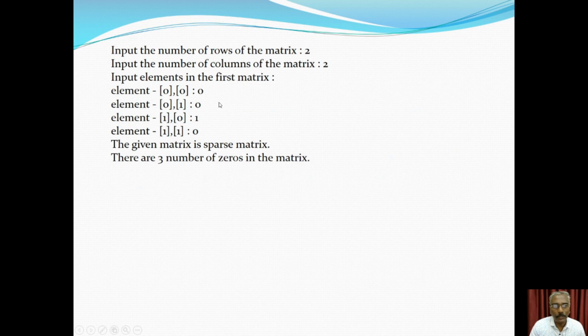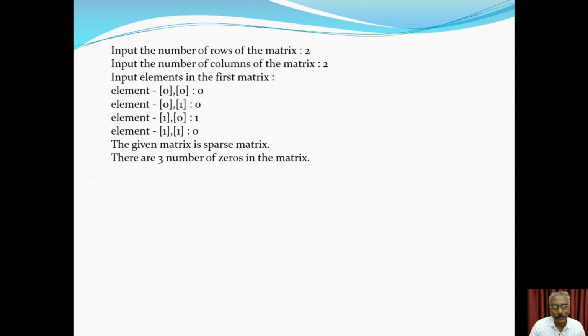If you are giving the values as input, element 0, 0 is 0. For element 0, 1, you get the value of 0, and for 1, 0, and 1, 1, again you are giving the value of 0. From these 4 elements, one of the elements is occupied with a non-zero element, and all the remaining values are filled with 0 elements. So the given matrix is a sparse matrix.